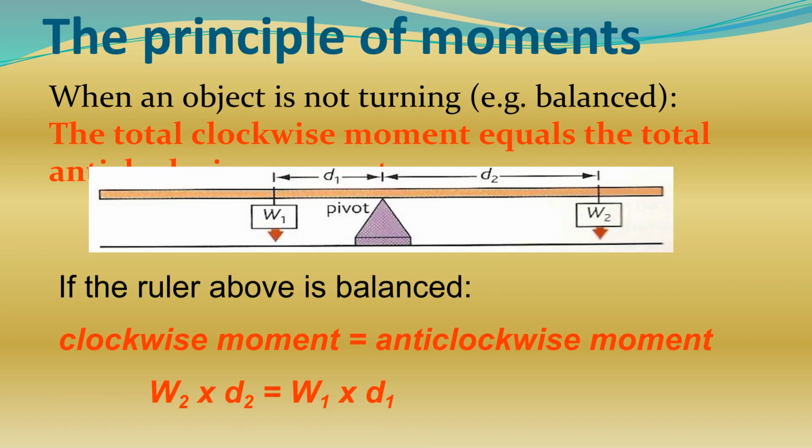The principle of moments states that when an object is balanced and not turning, the total clockwise moment equals the total anti-clockwise moment. For the balanced ruler shown, W2 times D2 equals W1 times D1.